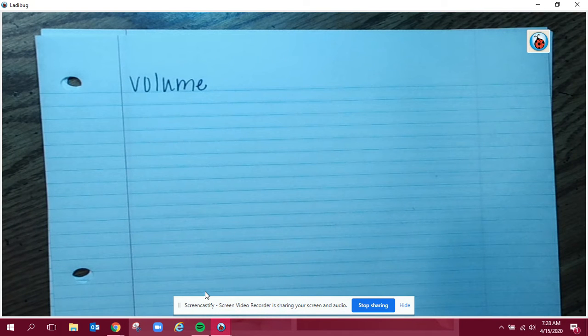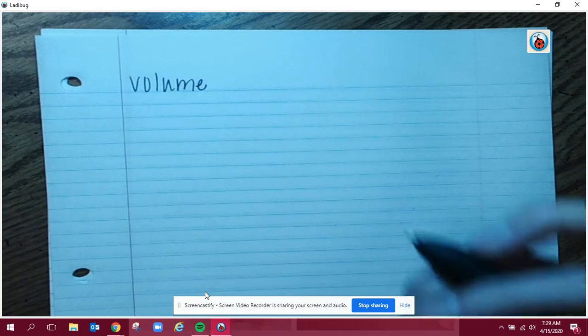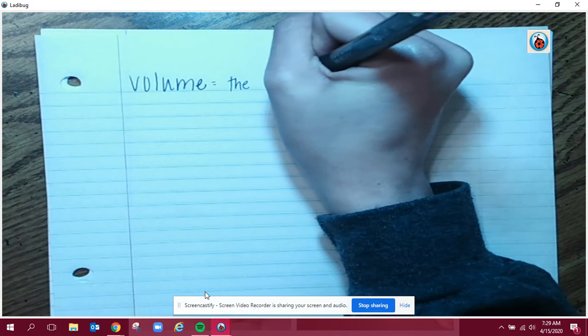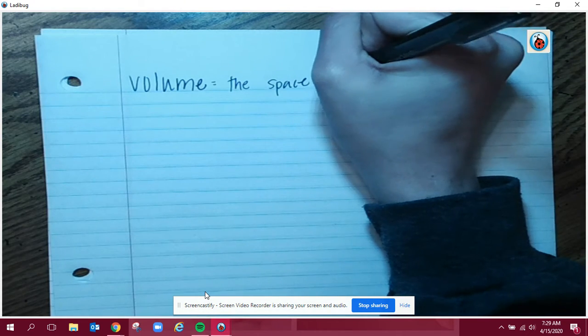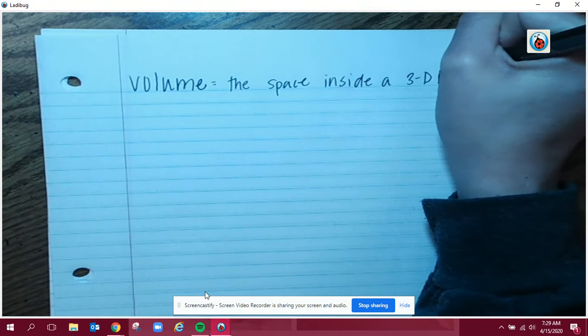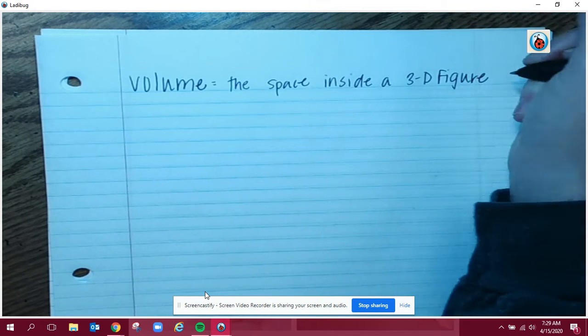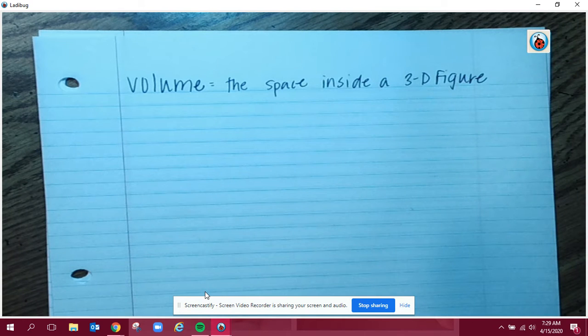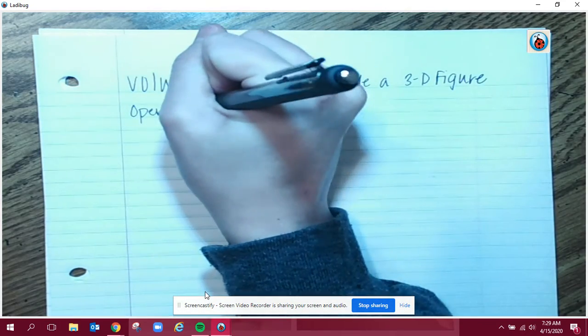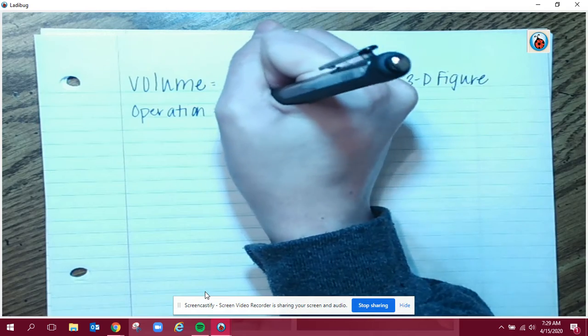So like we talked about yesterday, when you're looking for volume, you're measuring the space inside a 3D figure. So unlike perimeter and area, when we're talking about 2D shapes, in volume, we're talking about 3D shapes. So we're talking about a cube or a rectangular prism. Remember we talked about the operation we're going to use to find the volume is always going to be multiplication.